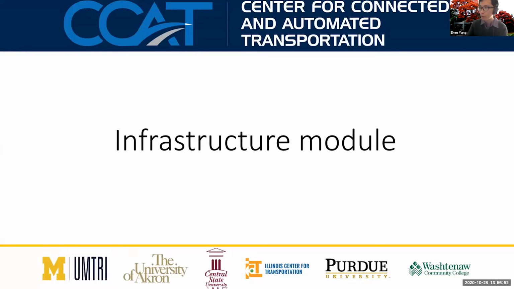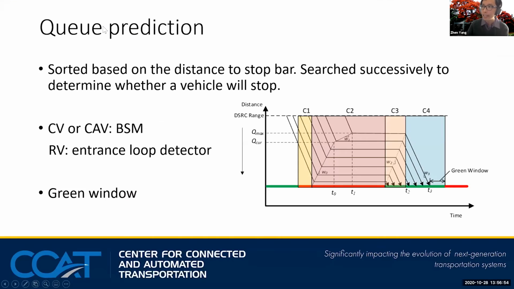Next is the infrastructure module. The first functionality is queuing prediction. Basically, all the vehicles are sorted based on the distance to the stop bar. For connected vehicles or connected and automated vehicles, we can use their basic safety message to get the distance to the stop bar. For regular vehicles, we use an entrance loop detector to estimate their distance to the stop bar. After that, they are searched successively to determine whether a vehicle will stop. With queuing prediction, we are able to provide the green window information for a CAV to say whether it can pass this intersection.